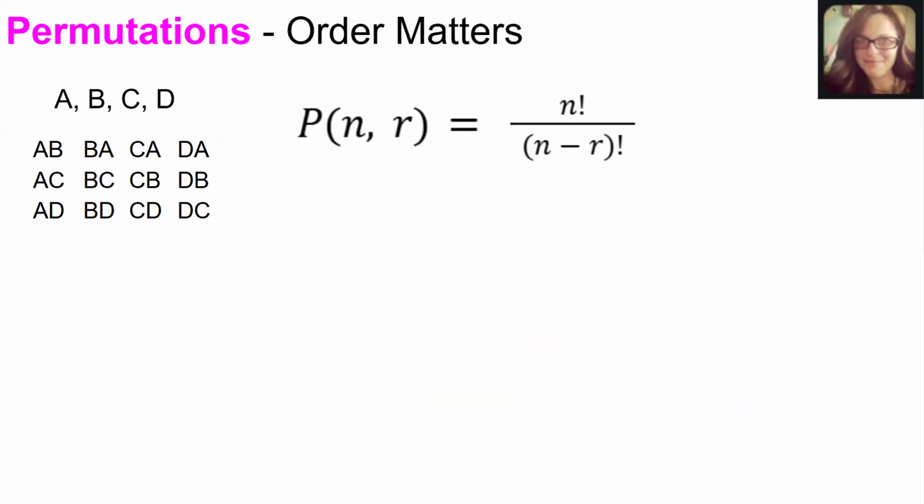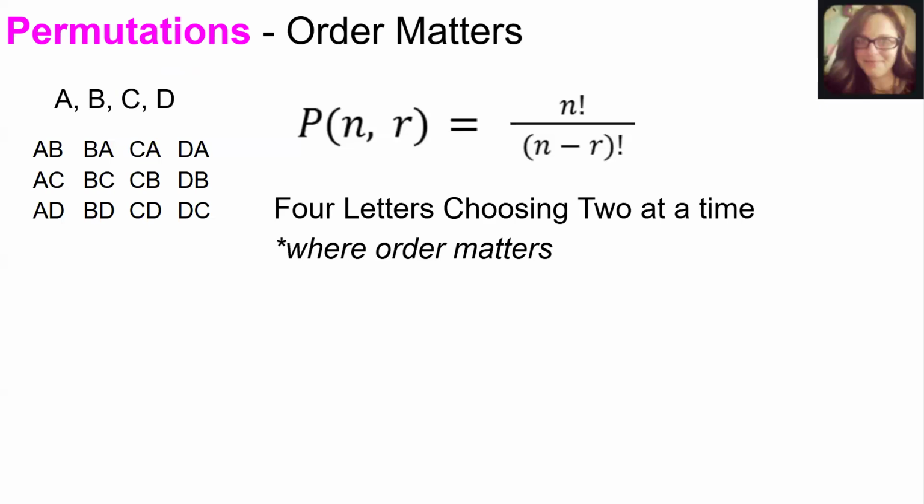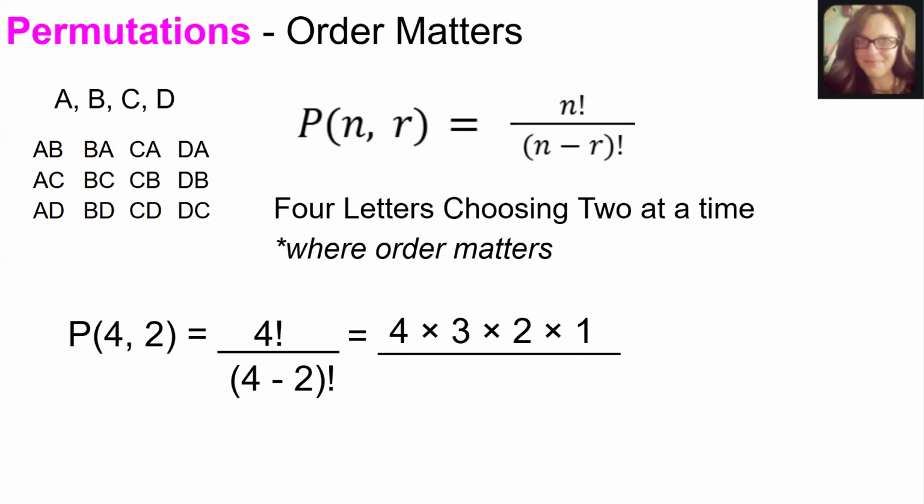Let's use the permutations formula to do the example with our letters. We had 4 letters and we're choosing 2 at a time. So n is 4 and r is 2. We get 4 factorial on the top and then 4 minus 2 factorial in the denominator. And this is equal to 4 times 3 times 2 times 1 over 4 minus 2 is 2. So we get 2 factorial, which is 2 times 1. And then we can cancel 2 times 1 in the top with 2 times 1 in the bottom. And we are left with 4 times 3, which is 12 permutations.